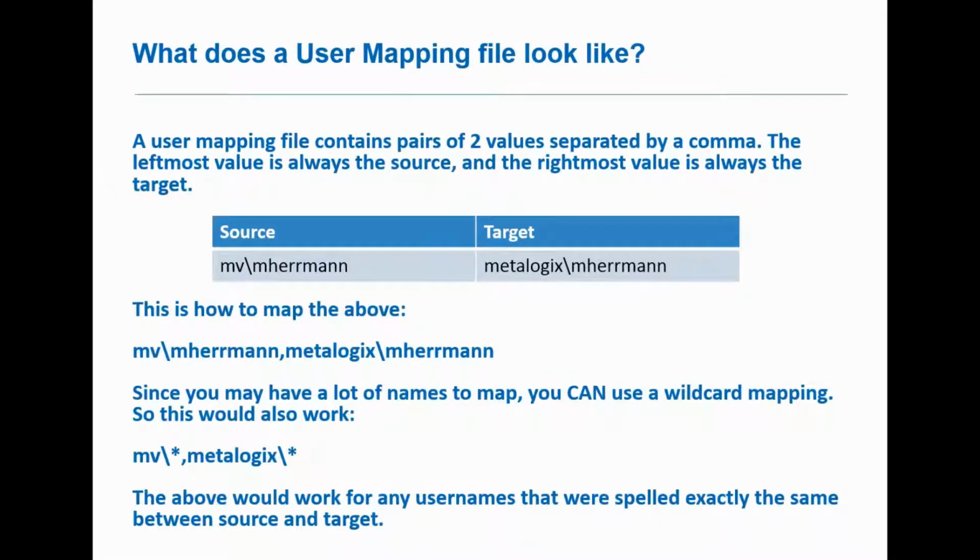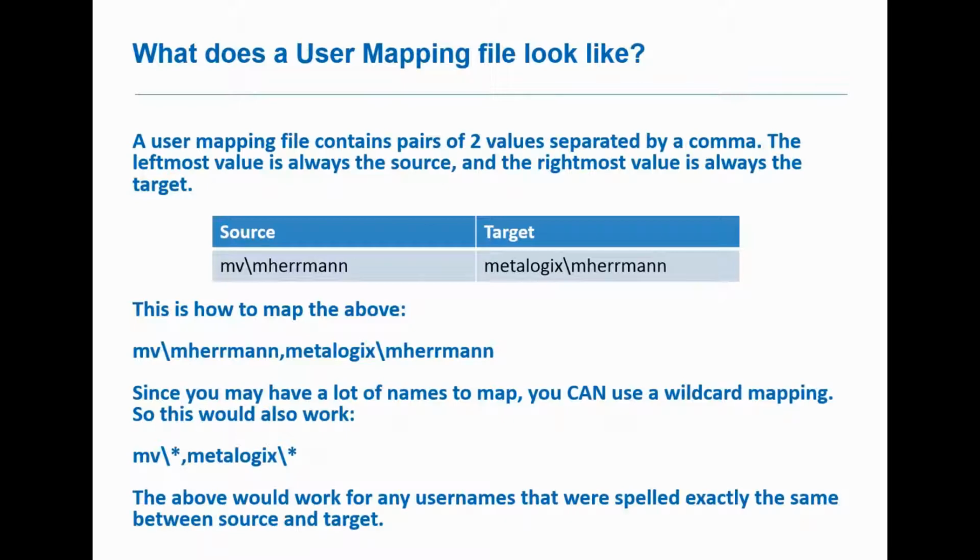All right, so how do we make a user mapping file? A user mapping file contains pairs of two values separated by a comma. The leftmost value is always the source, and the rightmost value is always the target. So if you were to look at the example given here, your source is going to be MV\M Herman. To the left of that slash is the domain, and the target is Metalogic\M Herman.